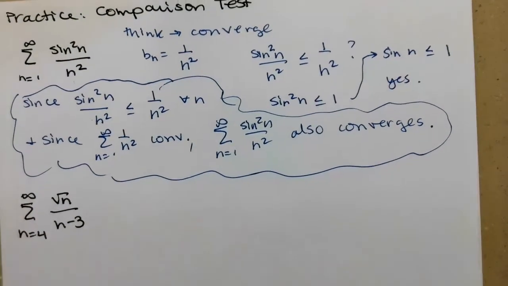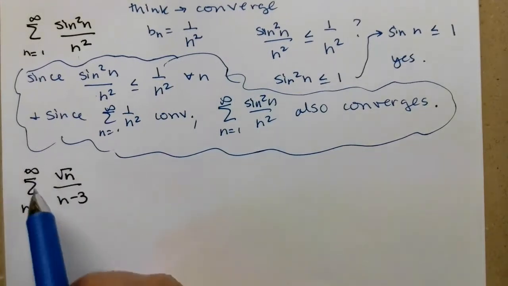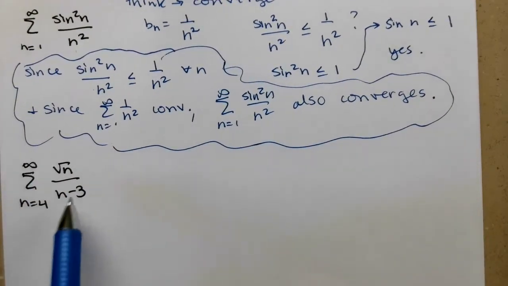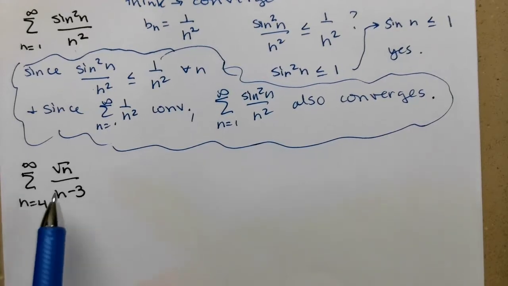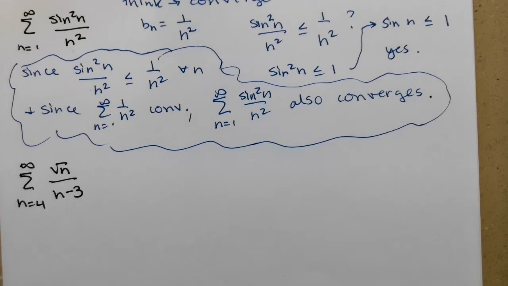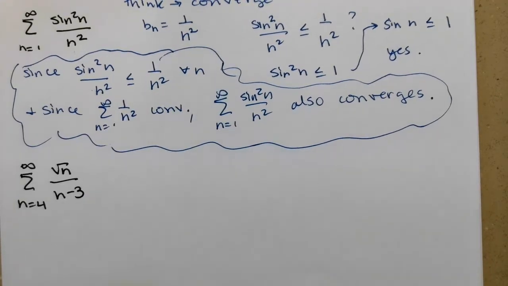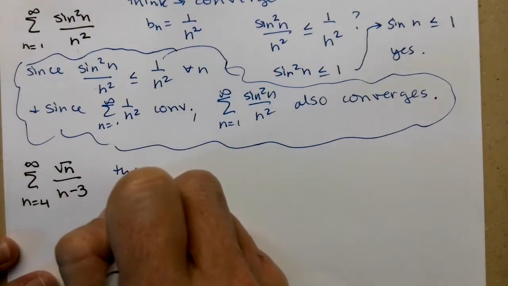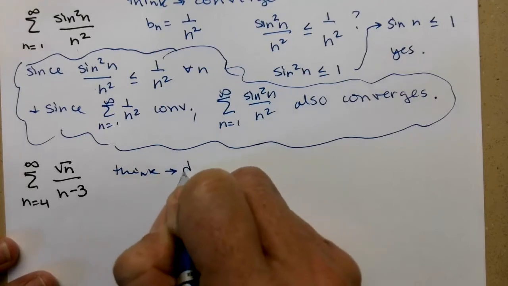Okay, so now let's do one that we think is going to diverge. So we're looking at this new series. I'm going from 4 to infinity just so I don't get an asymptote. And I have square root of n over n minus 3. So this time when I look at that, I'm thinking it's going to diverge, just because it kind of feels like a 1 over square root of n. So I've got a feeling this is going to diverge.